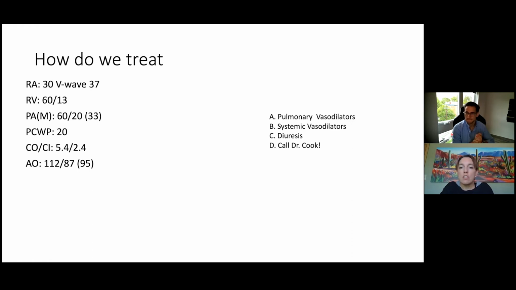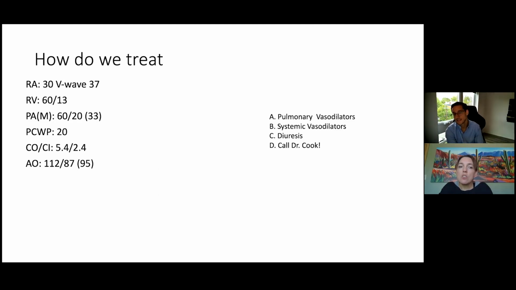So pulmonary vasodilators, what are our options? What have you seen used, Dimitri? I've seen inhaled Veletri and inhaled nitric oxide are the two that you'll see used. Yep. And so what do those drugs do? Like what physiologic changes do they bring about? They dilate the pulmonary capillaries, right? Yeah, so they're pulmonary arterial vasodilators.